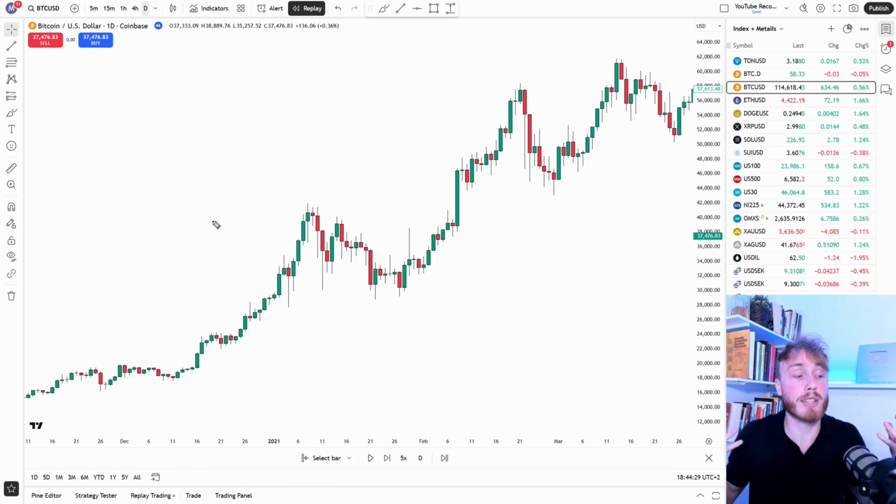But right, so now let's take a look at our first real example. Right now we are in TradingView. TradingView is the platform I use for all my technical analysis, even for all my investing analysis as well.